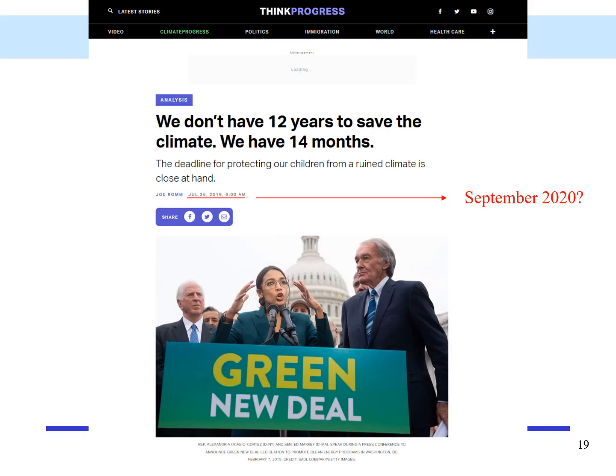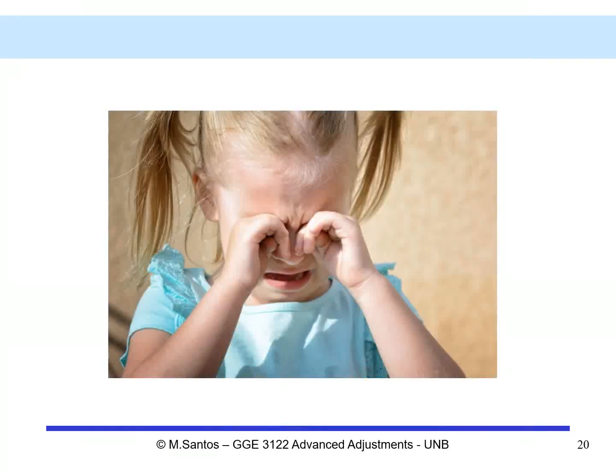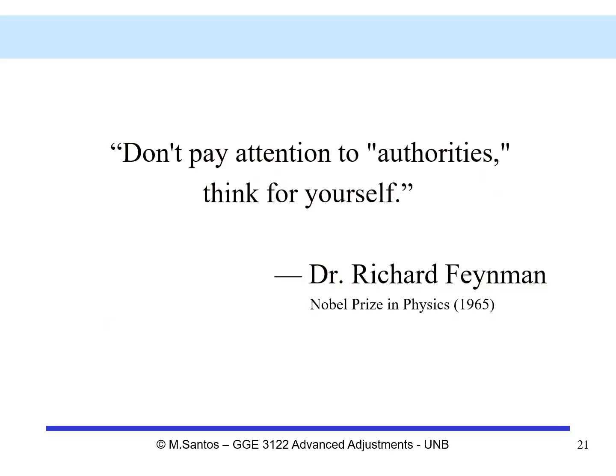But particularly for me, what I personally don't like is how they scare children. They will not have a future, they say. That is cowardly and cheap. I go back to Richard Feynman, who said, don't pay attention to authorities, think for yourself. But it seems politicians do not want children thinking for themselves.